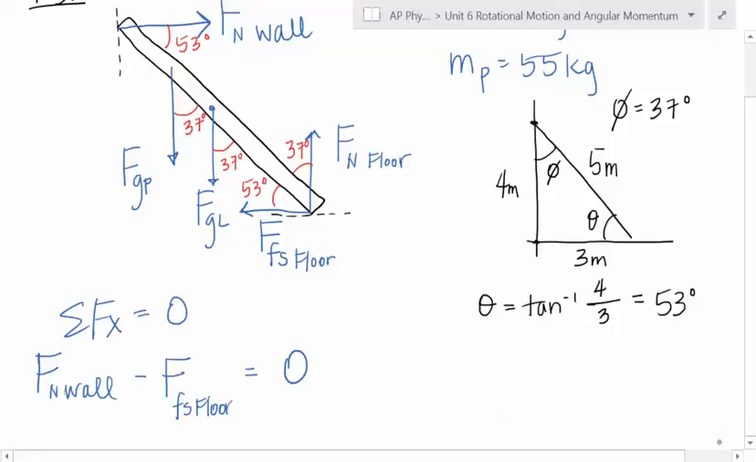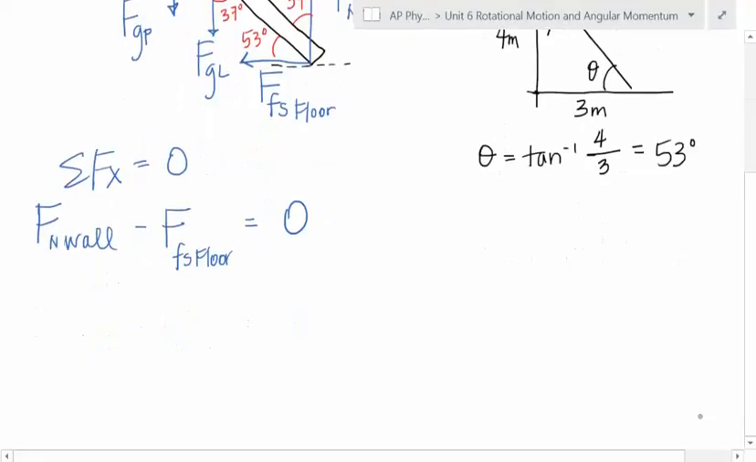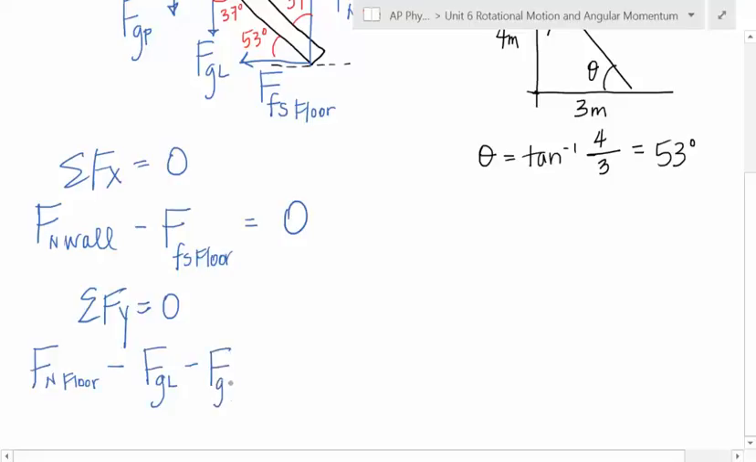Let's do the y direction. Now, y direction, up and down. We've got a normal force from the floor up, and we have the two weight forces down. So when I sum the forces in the y direction, they must also be balanced for this thing to be in equilibrium. So the normal force from the floor minus the gravitational force of the ladder minus the gravitational force on the person would equal 0.